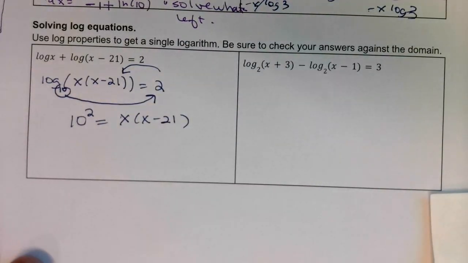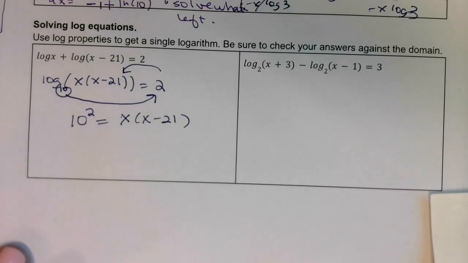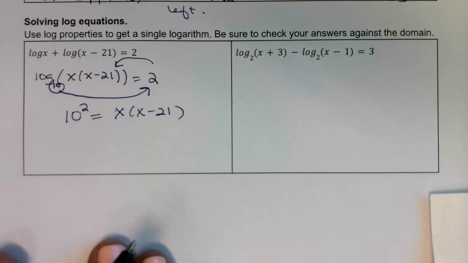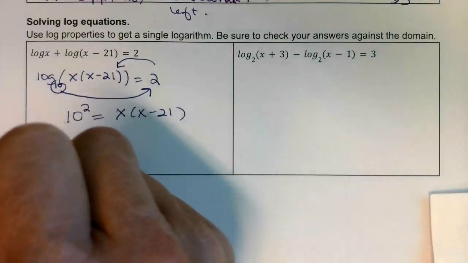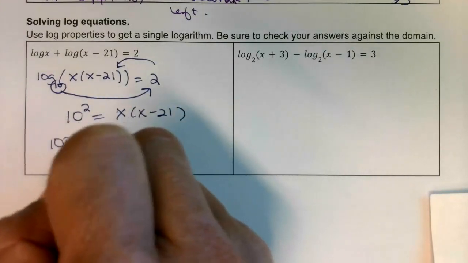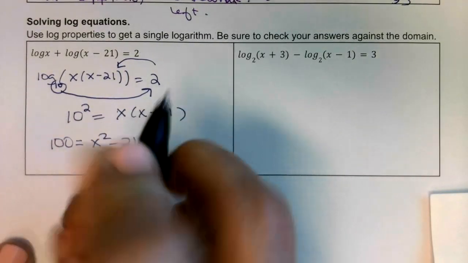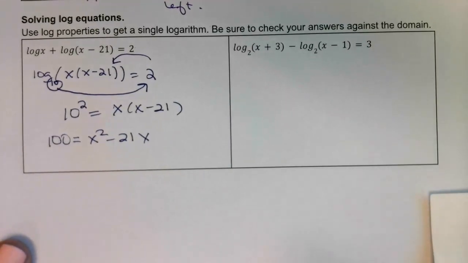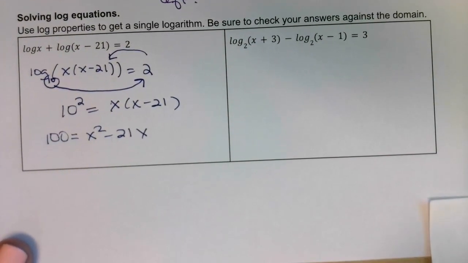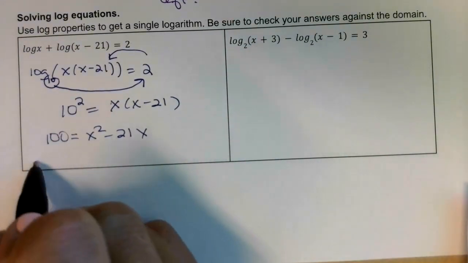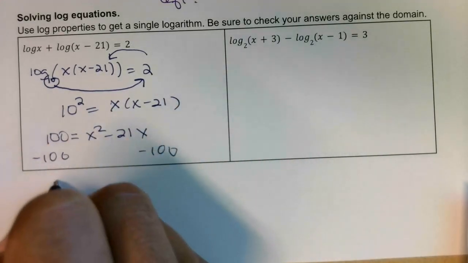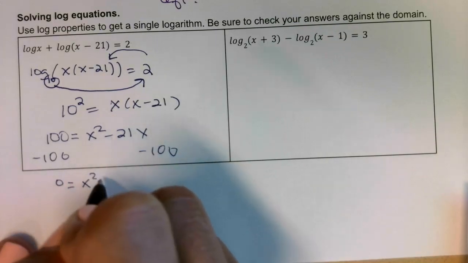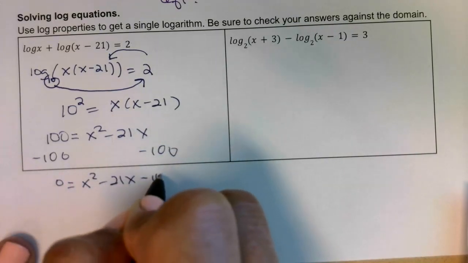Now I have an equation that doesn't have logs in it. Awesome, right? We're back on a much more familiar setting. So how would I solve this equation? Well, let's see. I want to get rid of the parentheses. So now I've got 100 equals x squared minus 21x. Oh, I have a quadratic. Great. We have strategies for solving quadratics. So we'll try to factor maybe. So I'll subtract 100 from both sides. So x squared minus 21x minus 100.